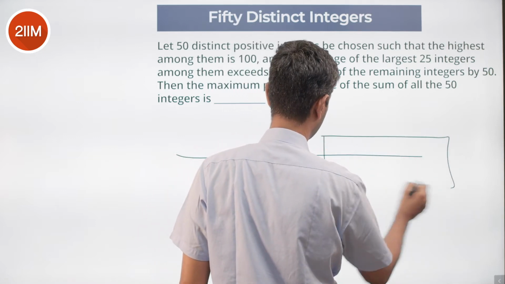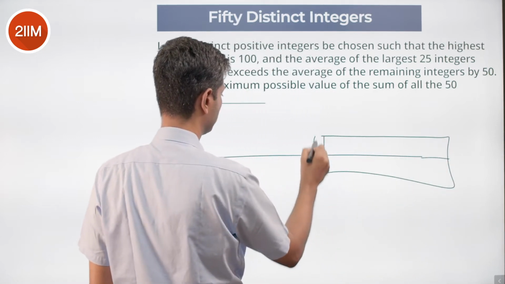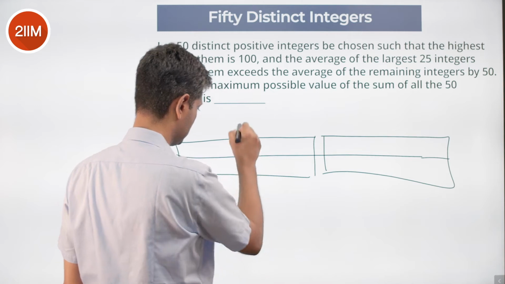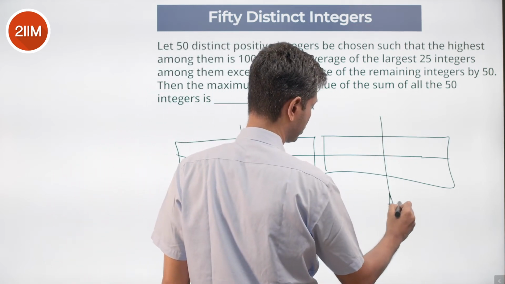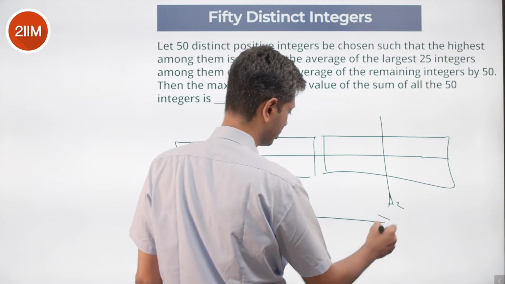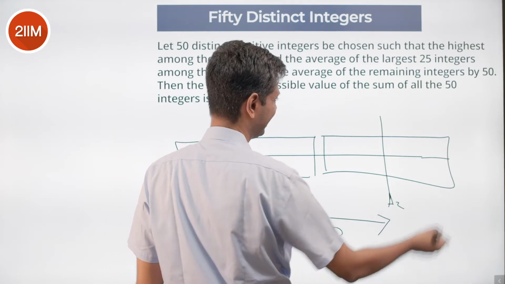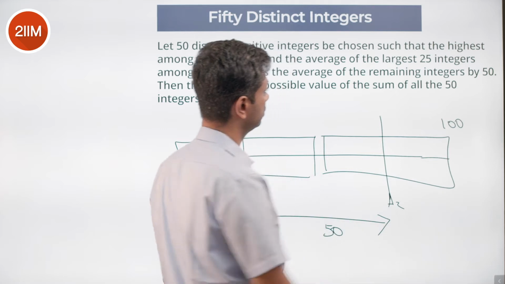So the top 25 are here. Bottom 25 are here. This will have some average, this will have some average. This difference is 50. Largest among these is 100.